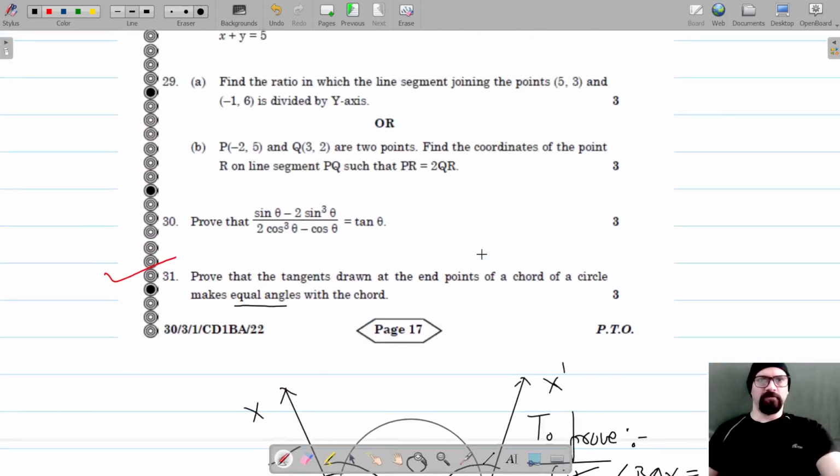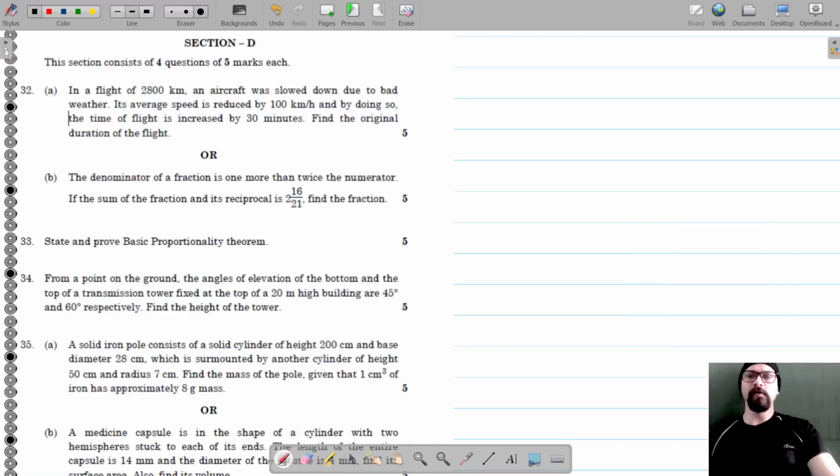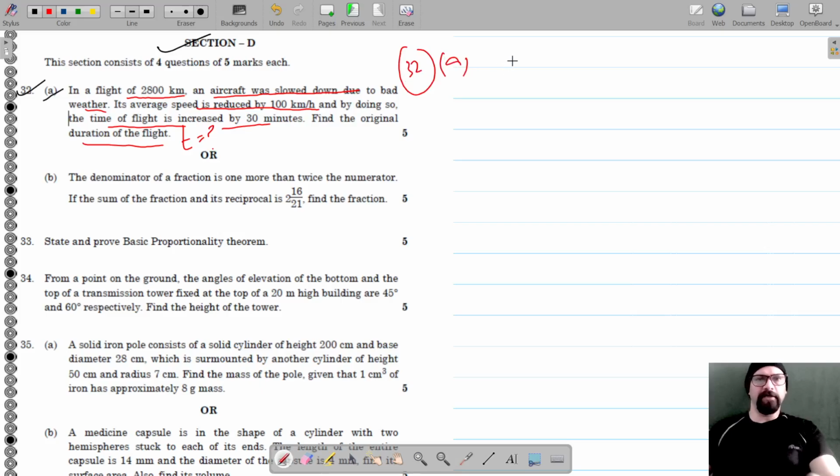Okay, let's move on to the next section. For section D, question number 32, first part, it's given that in a flight of 2800 kilometer, an aircraft was slowed down due to bad weather and its average speed is reduced by 100 kilometer per hour. By doing so, the time of flight then increases by 30 minutes. We have to find the original duration of the flight, that is the time. So this is question number 32, part A.